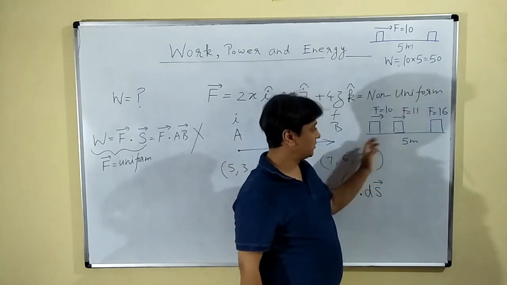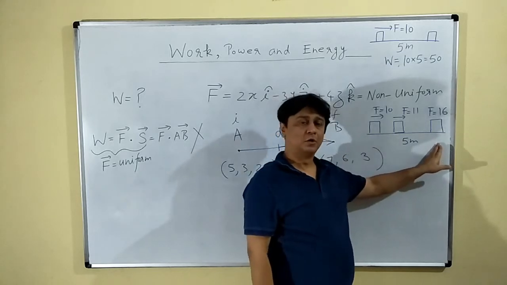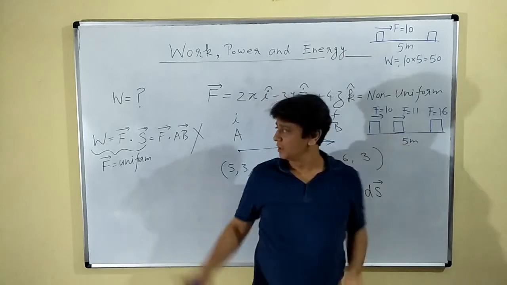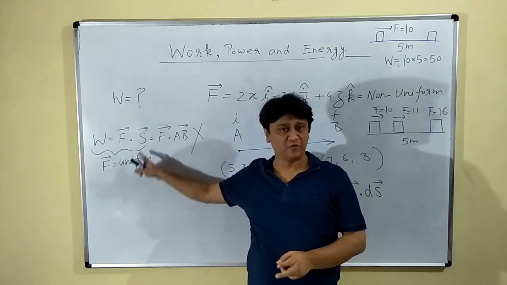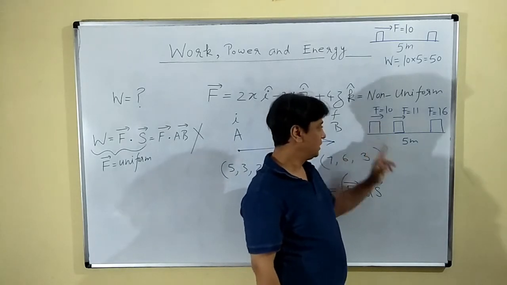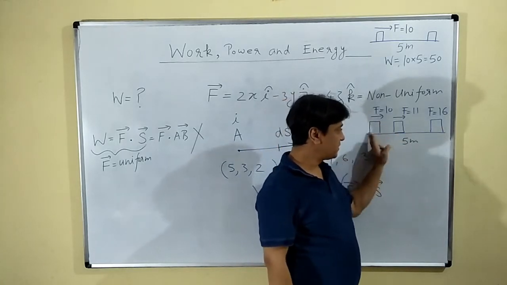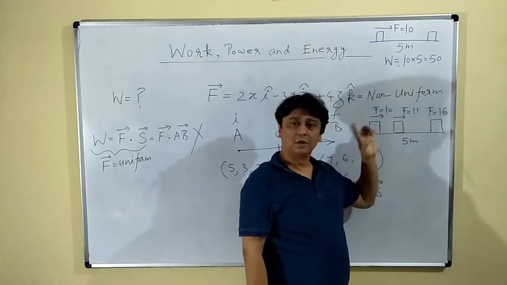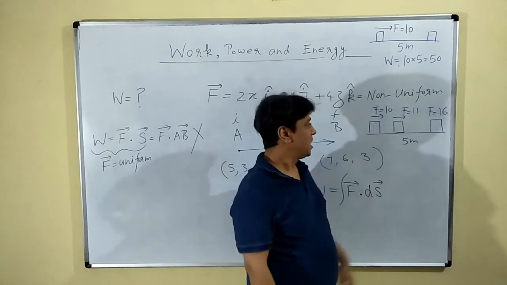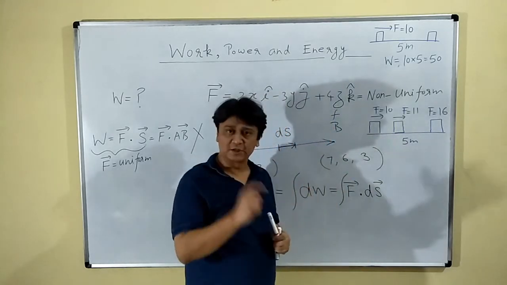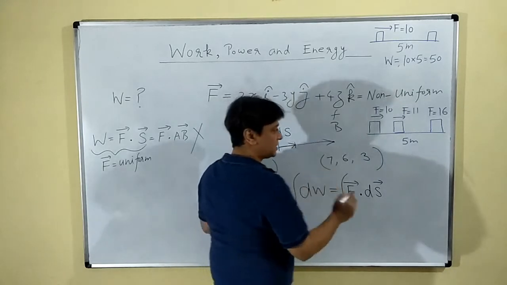Now if you were asked to find the work, and you were still doing 10 into 5, 10 multiplied by 5, then that will fetch you the wrong answer. Why? Because for the entire displacement of 5, force is not 10. So what should we do? We said let's do one thing: break this entire part into small displacements.